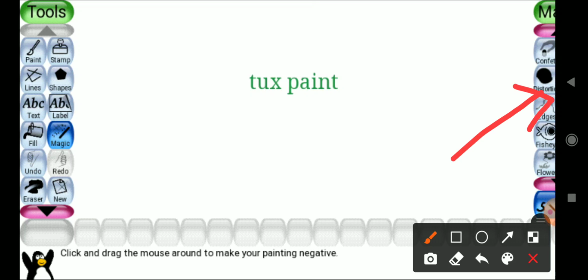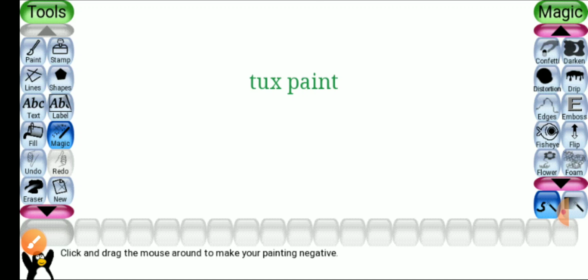In my Tux Paint it is with this distortion tool, click here drip tool and then move your finger on the text, it is showing dripping effect, right? Color is coming down, so this is the use of drip effect tool. You also write something, create a drip effect and send me the picture.